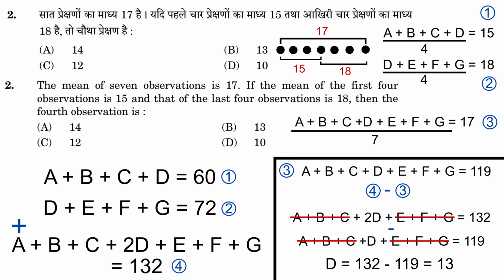So on the left hand side we're going to be left with a D, and on the right hand side it will be 132 minus 119. So D is just going to be 13, and that's our final answer.